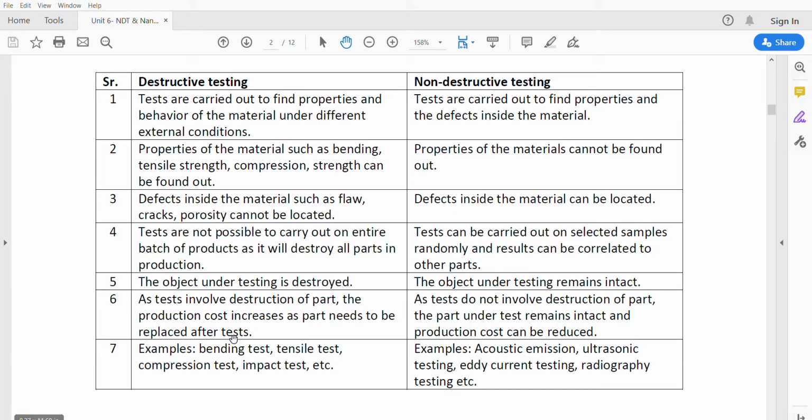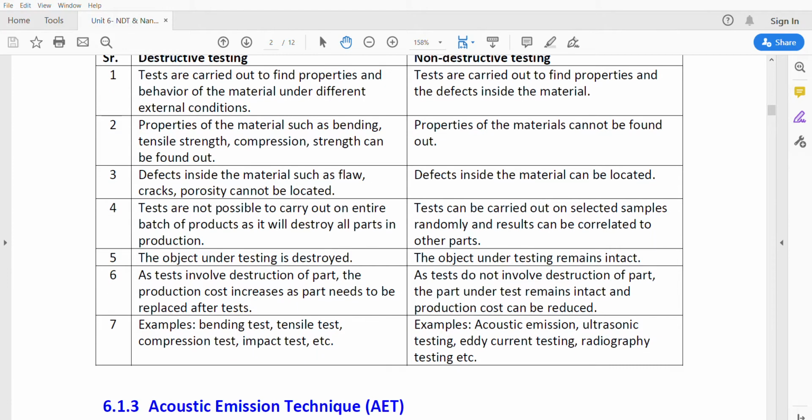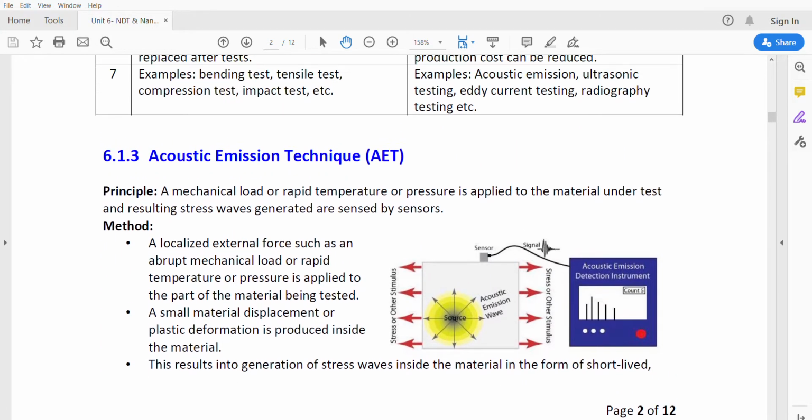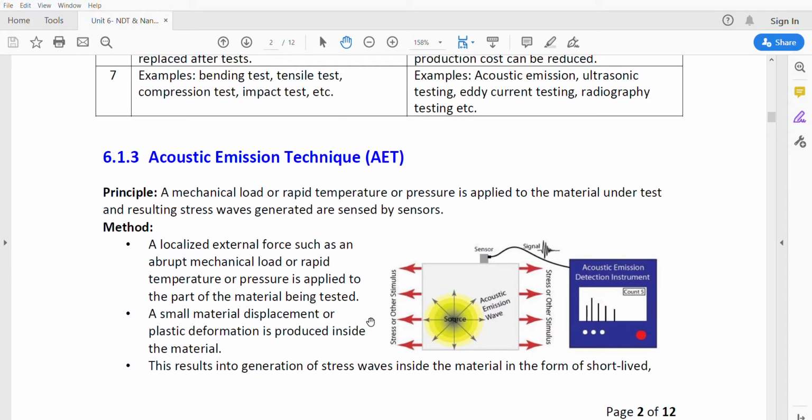A test that involves destruction increases production cost, as the part needs to be replaced after the test. So here the production cost and the testing cost will be more. Non-destructive testing is cost effective. Examples of destructive testing are the bending test, tensile stress test, compression test, impact test, etc. The examples of NDT methods are, as I already told, acoustic emission testing, ultrasonic testing, radiography testing, etc. We'll go for the acoustic emission technique in the next lecture. Thank you so much.